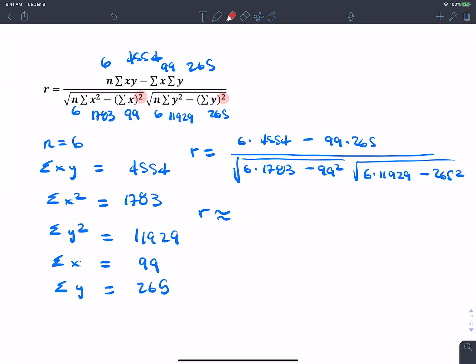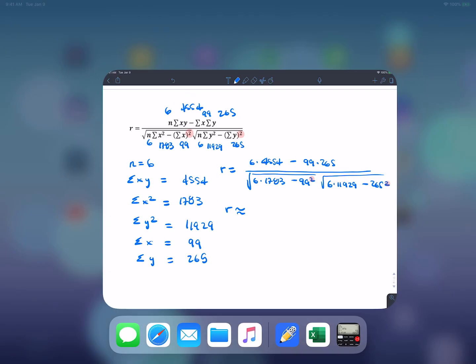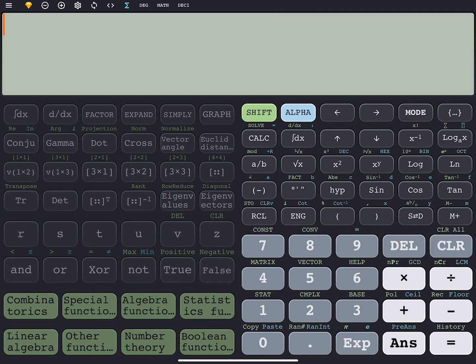Just to remind you, make sure that's power 2 here. All right, let's see if we can punch this in. I'm using this calculator interface. It's the only one I've found. I've been looking for two weeks at least to get a good iPad program where you can actually see the calculator, because the other ones you can't.